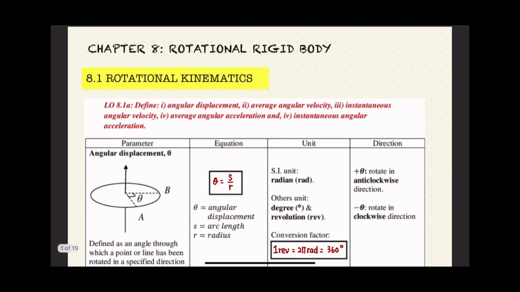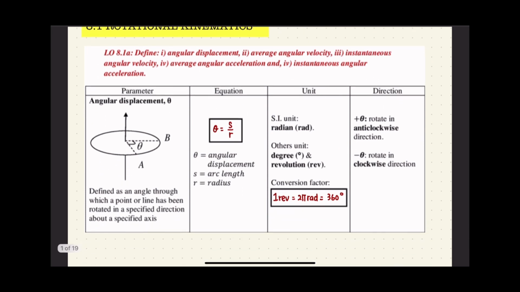So chapter 8 is rotation of rigid body. Today, subtopic 8.1, rotational kinematics. The learning outcome is to define what is angular displacement, average angular velocity, instantaneous angular velocity, average angular acceleration and instantaneous angular acceleration. As you know, all of these you have learned before in linear form. So shortly we will see what the relation is.